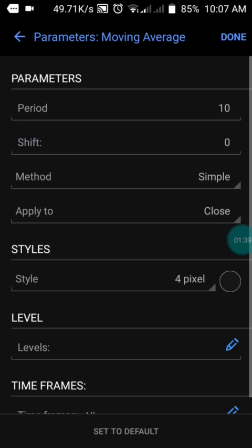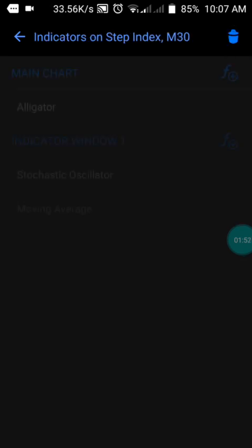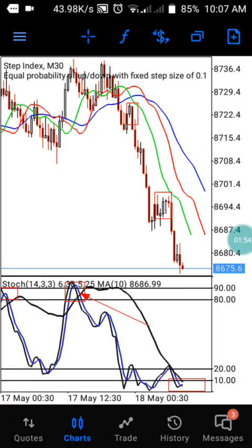Then you have your moving average, with the moving average period of 10, shift of 0, method to be simple, apply to close, and you have black as the color here because my background is white. You press on done, and you will have the same settings the way I have it here on my Step Index 30-minute time frame. I'm going to show you exactly how you can trade with this strategy on the 30-minute time frame, and also on the 15-minute time frame.